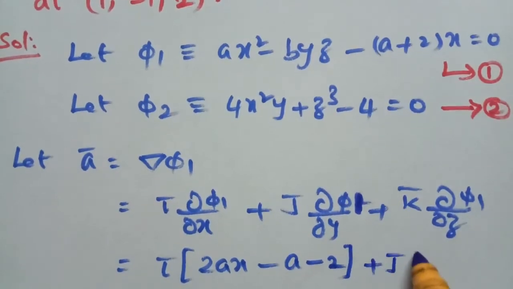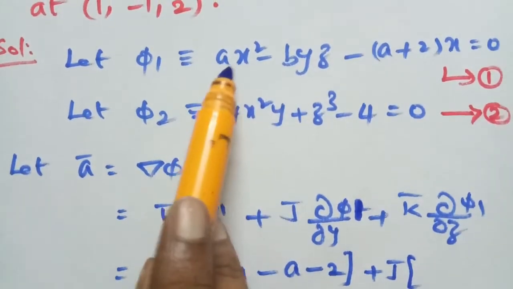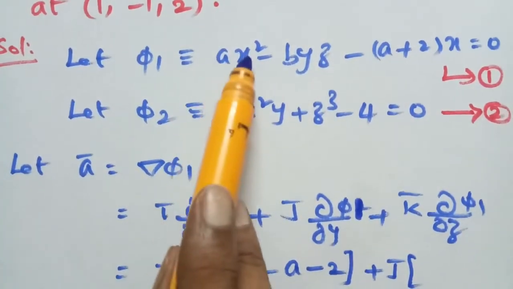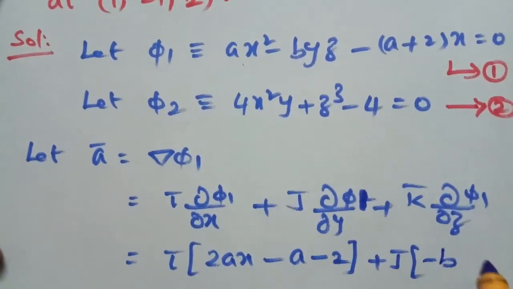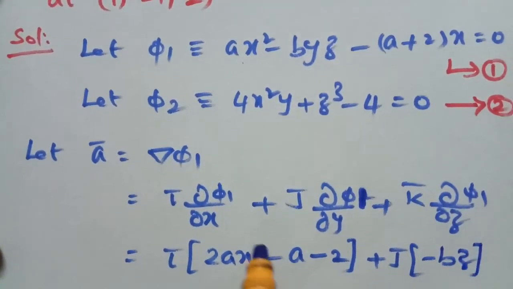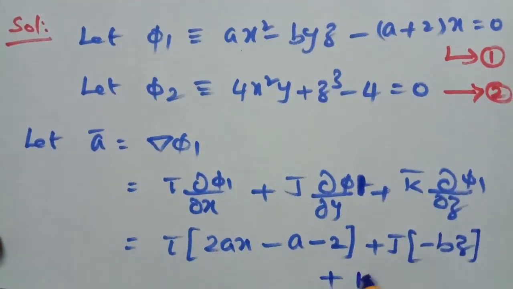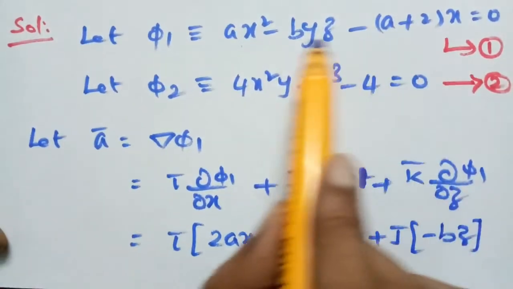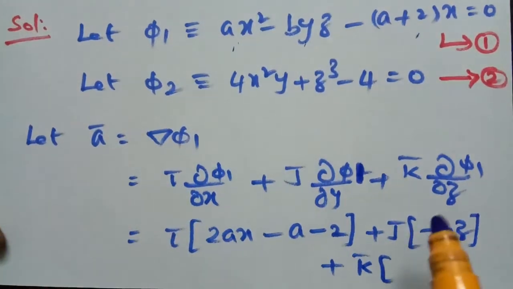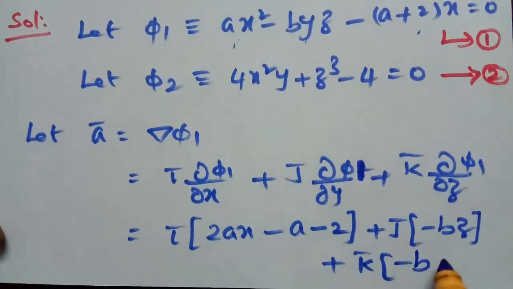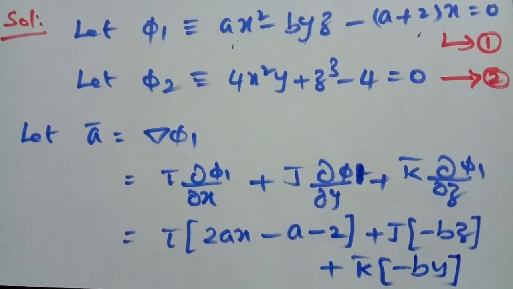Plus j bar, phi 1 with respect to y, partial derivative. This derivative is 0 since it is a constant. Therefore, minus byz: minus b is a constant, z is a constant, y derivative is 1. The other term is also constant, therefore its derivative is 0. Plus k bar into, with respect to z, this is 0, this is 0, and therefore this becomes minus b into y, which is a constant, z derivative is 1. Therefore, a bar is equal to del phi 1.